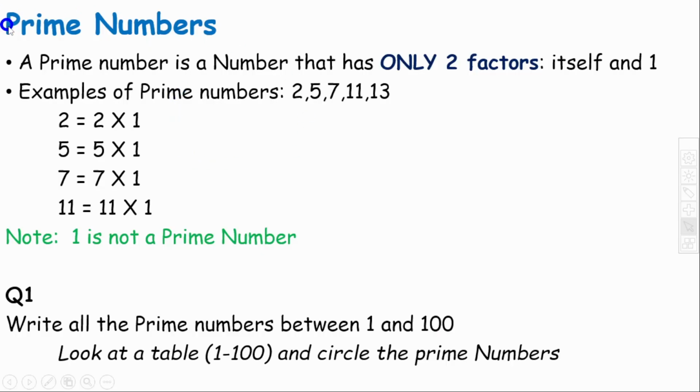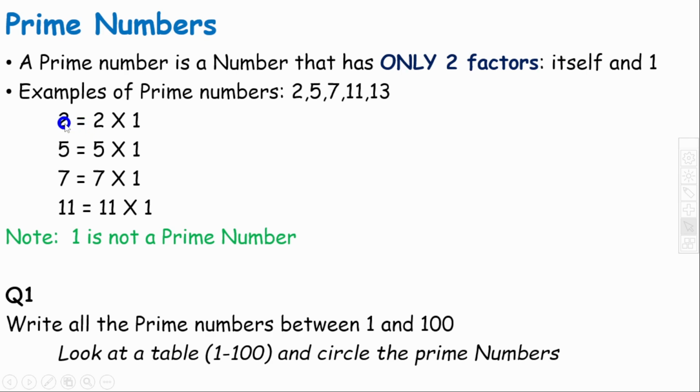Now let's try to understand prime numbers. A prime number is a number that has only two factors, itself and 1. Examples of prime numbers are 2, 5, 7, 11, and 13. Let's try them one by one.